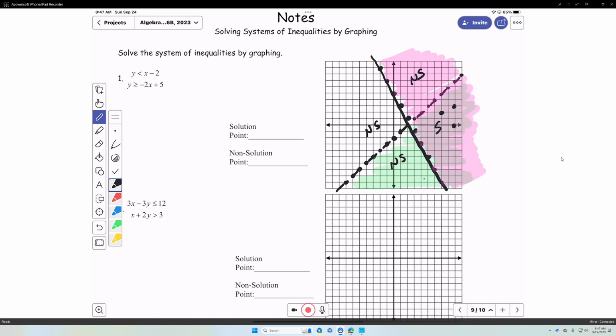So I'm going to say 1, 2, 3, 4, 5. You can say 5, 0. I just randomly selected that point. And you notice that the origin is not in the answer, so I'm just selecting the origin as a non-solution.